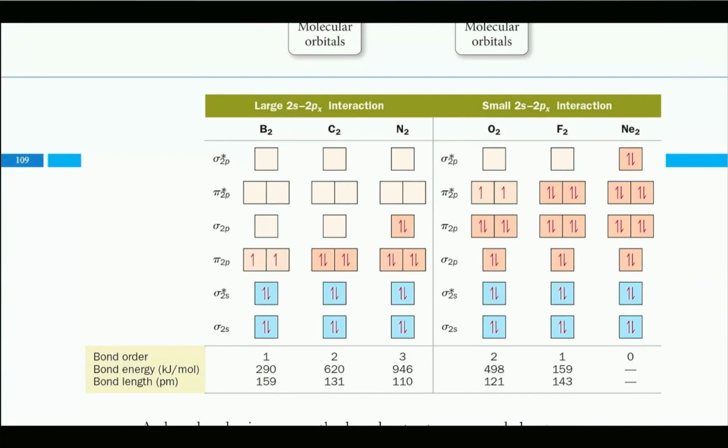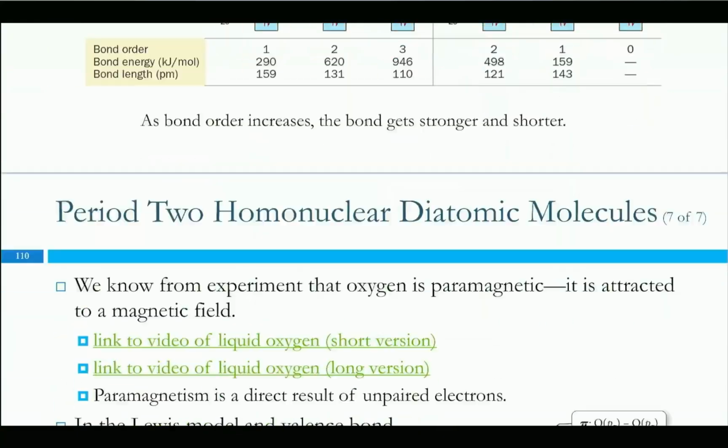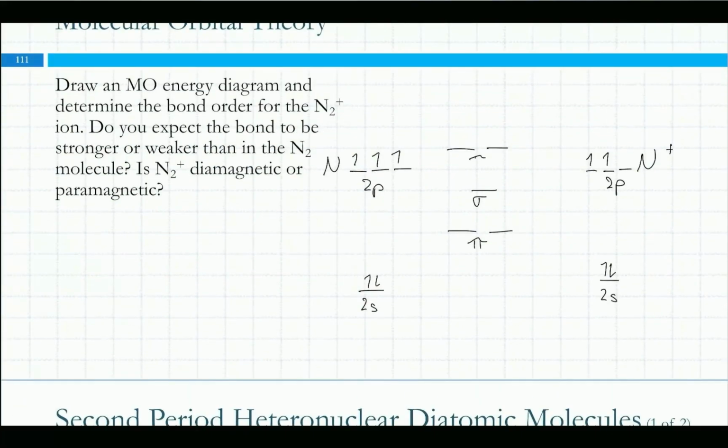Double check and make sure that I have it right. Yep. This is the pi star. This is the sigma star. And then this is the sigma star 2s, sigma 2s. I guess I should say this is 2p, 2p, 2p, 2p.